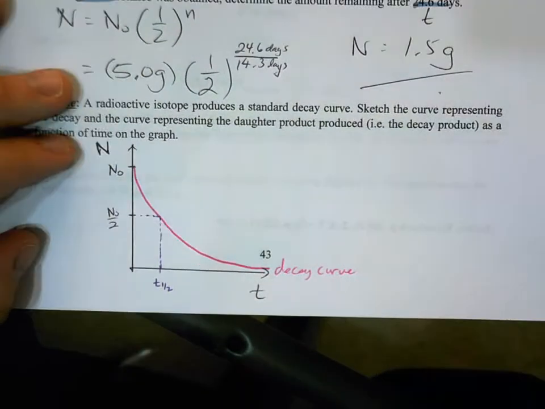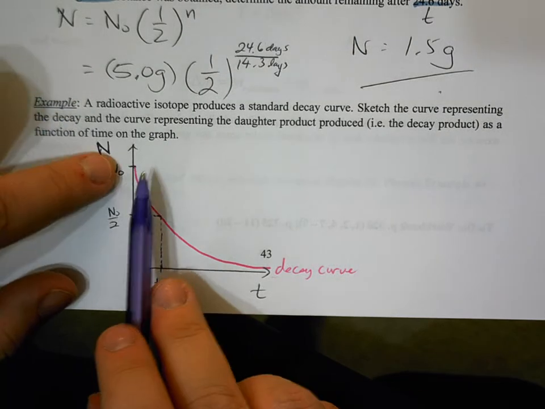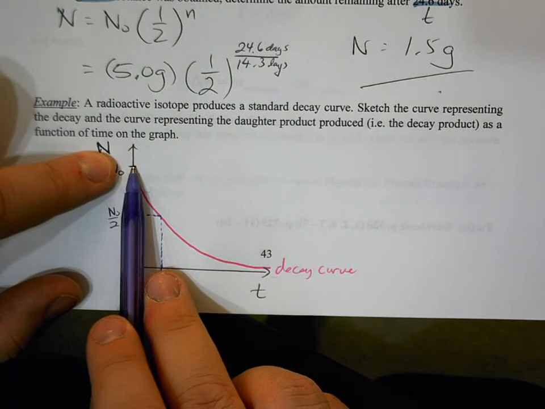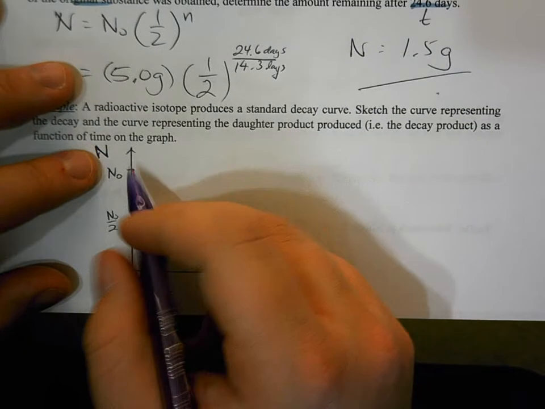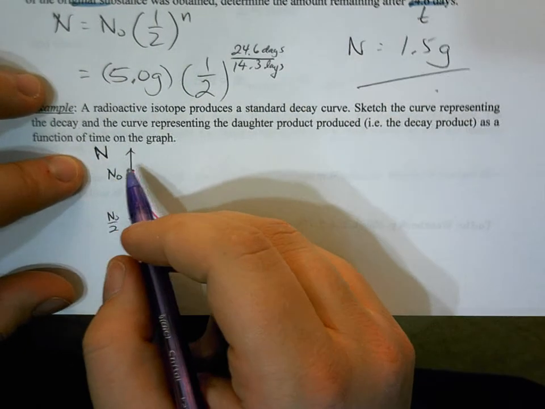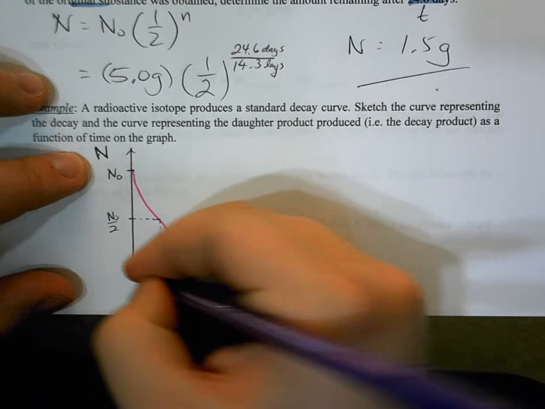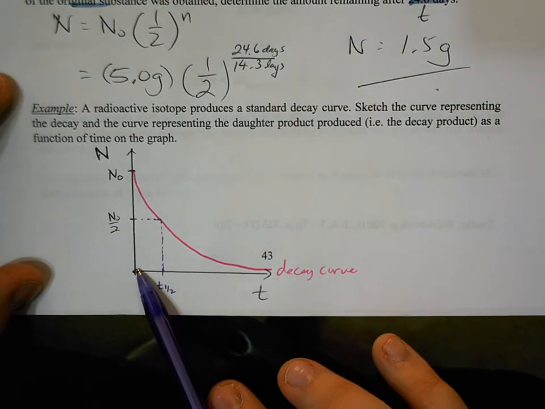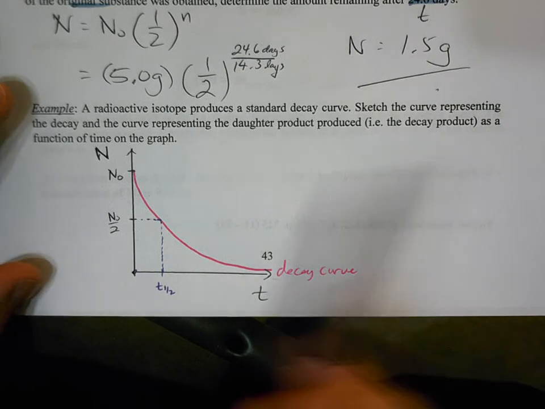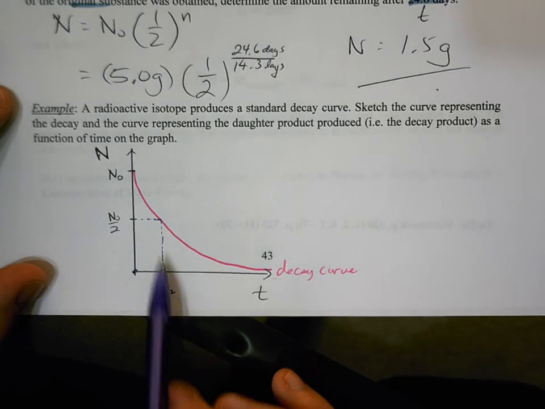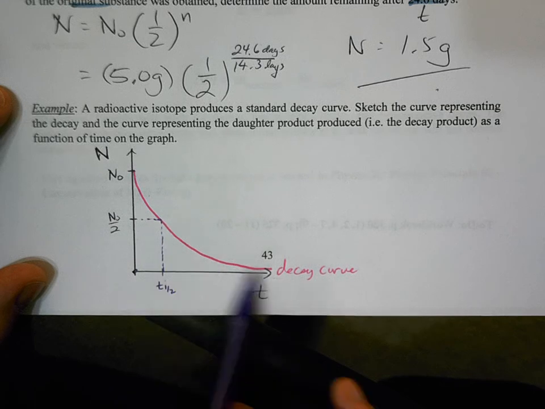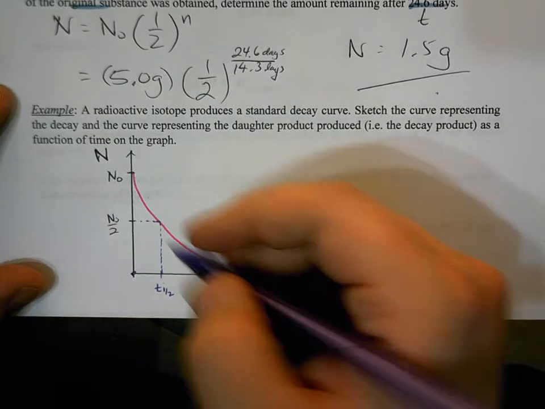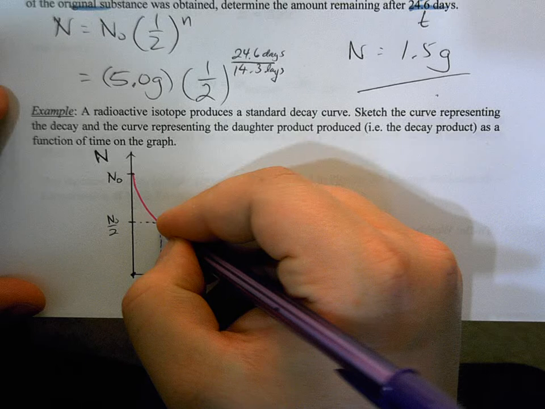Let's look at my daughter curve now. So at the start, when I have a full amount, when I'm starting with my initial amount of my original product, I'm not going to have any daughter product because I haven't decayed yet. Now, over time, this is going to be exponentially increasing. At the half-life, our two products should be equal. Our decay product should be equal to our daughter product. So we want something that passes through this point.